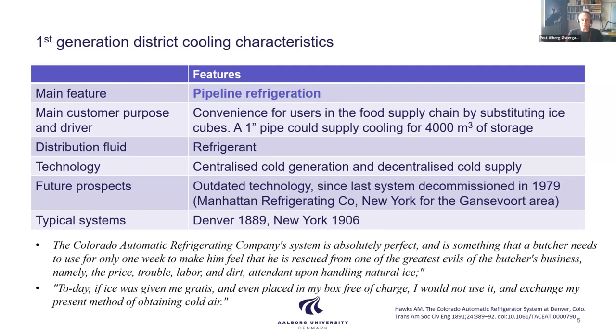A 1-inch pipe could supply cooling for 4,000 cubic meters of cooling. So it's something that butchers and warehouses would do. There are a few quotes here. It's the oldest reference that I have ever used in a scientific paper. It's back from 1891. It's absolutely perfect.